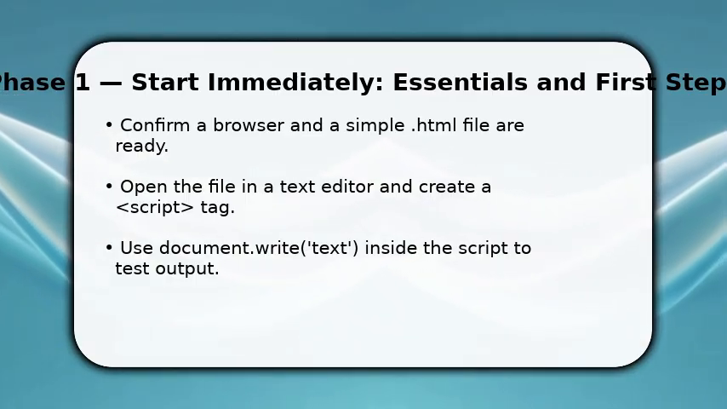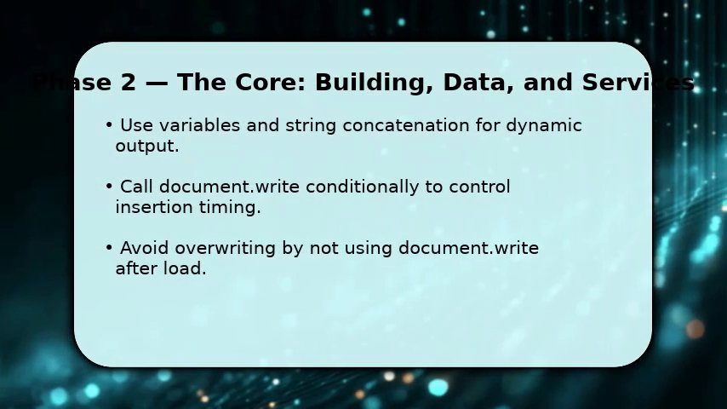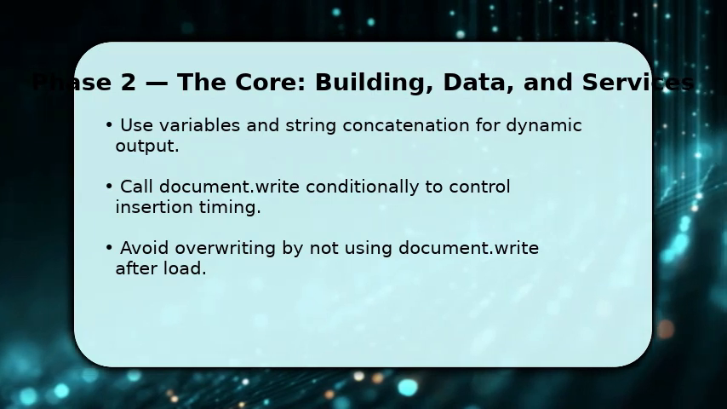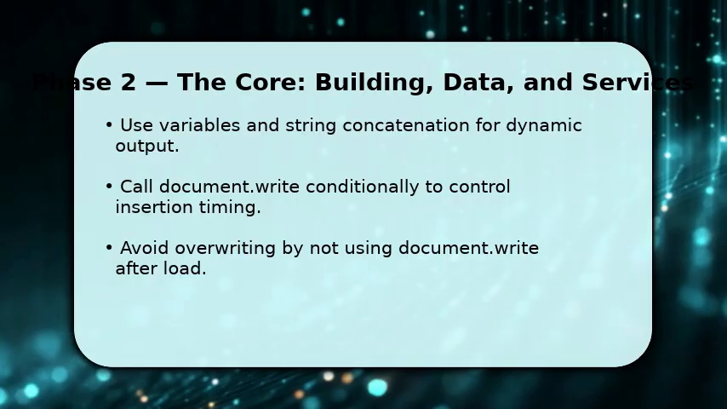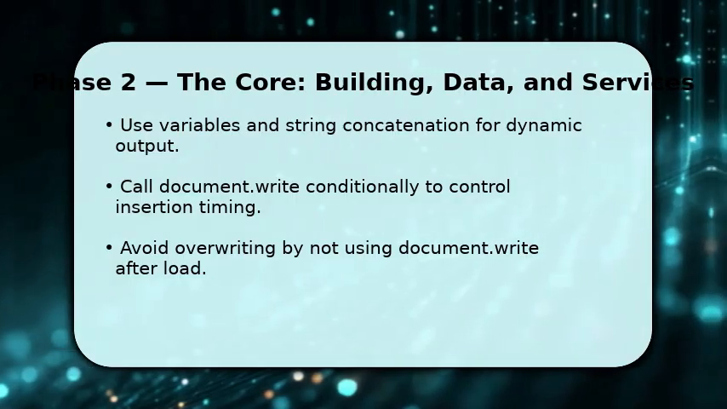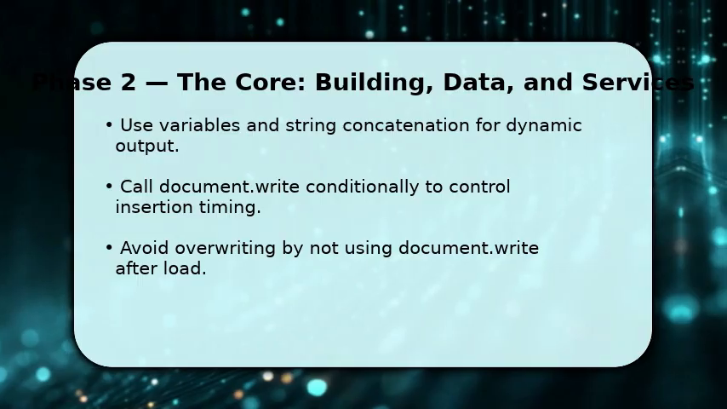Now make the output dynamic. Declare variables, then build strings and write them. For example, let name equals Sam, document.write p plus name plus /p. This shows why concatenation matters for structure.